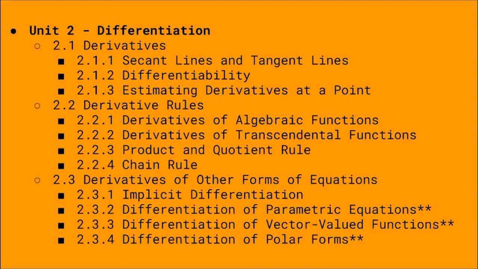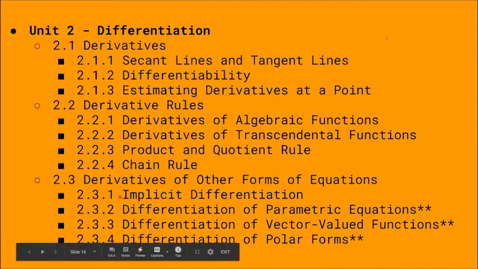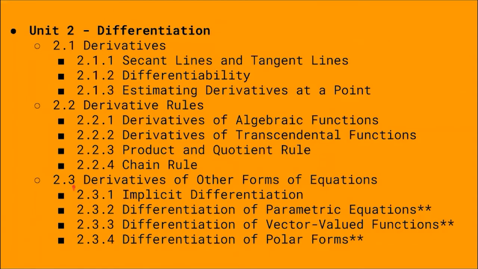2.3, the only section we're covering is 2.3.1. This is the hardest thing in this unit. So I advise focusing a lot of your time on implicit differentiation because it's kind of like everything all at once, and it's kind of a weird type of equation that we're going over. That's why it says 2.3 derivatives of other forms of equations. Those are all different forms.